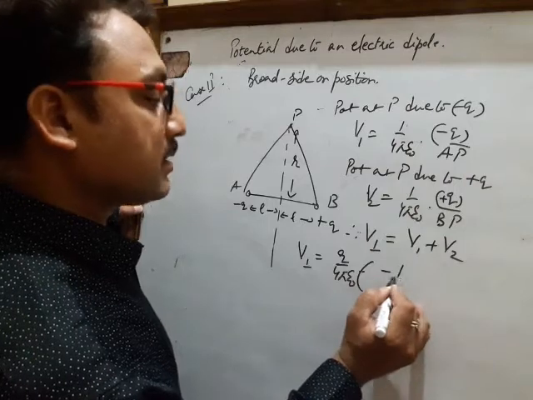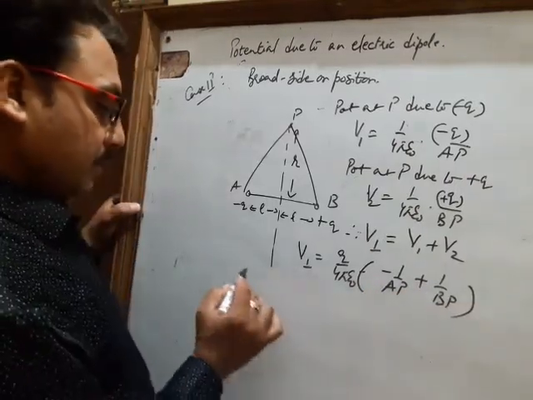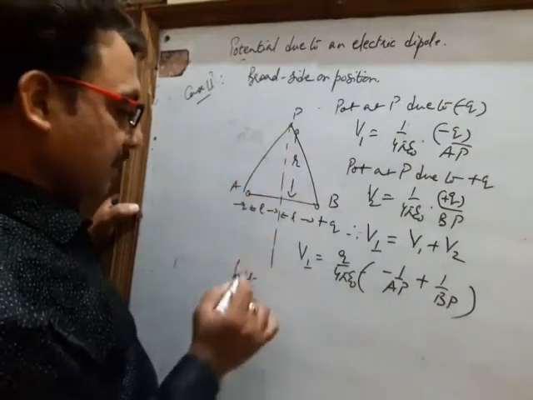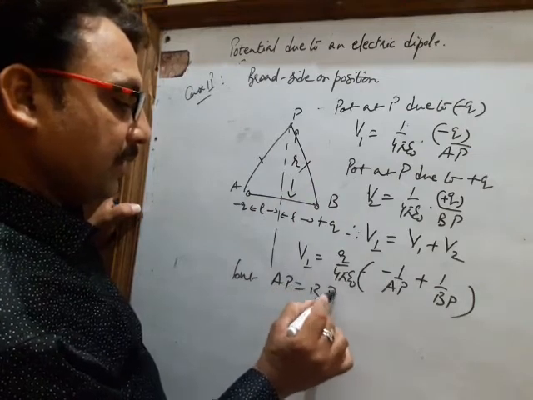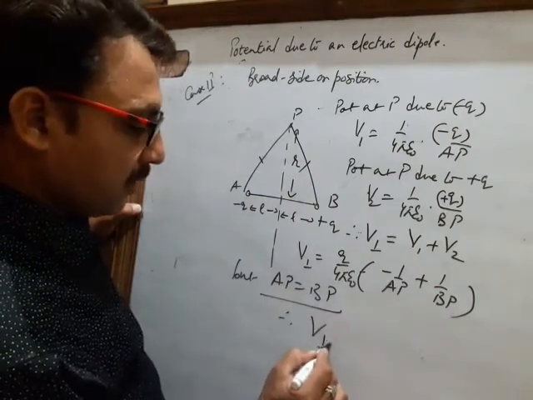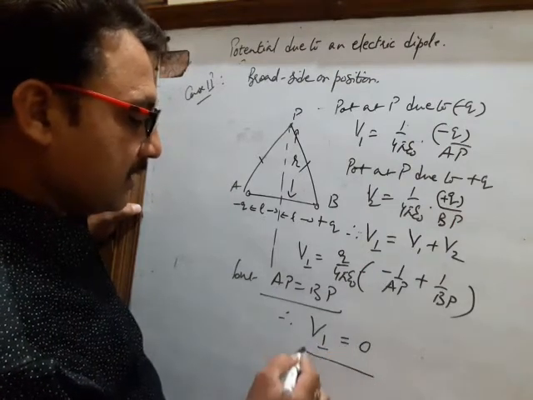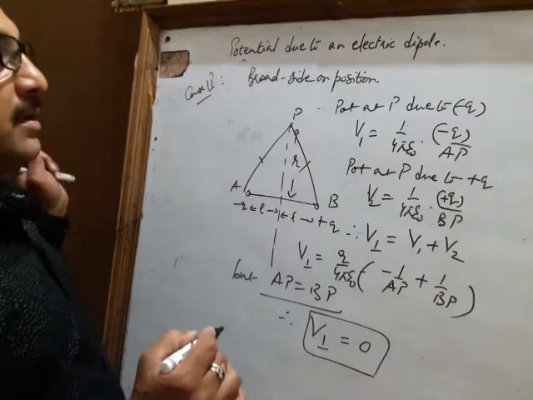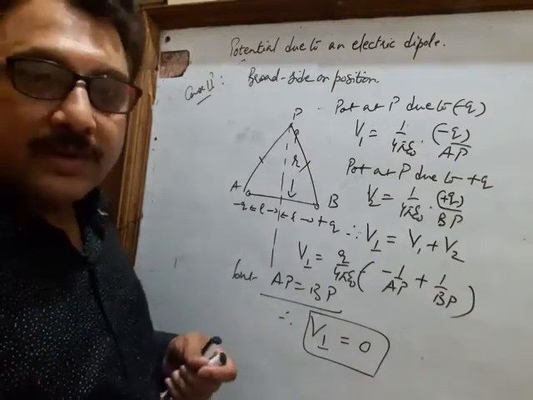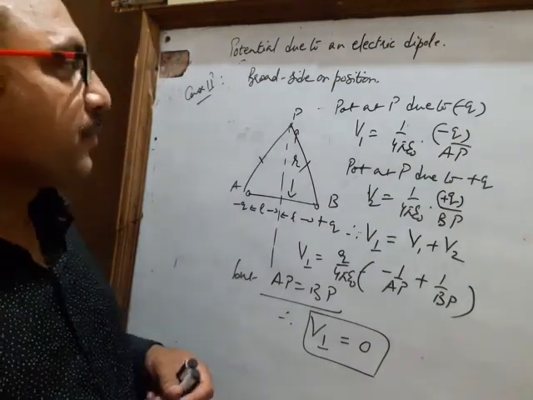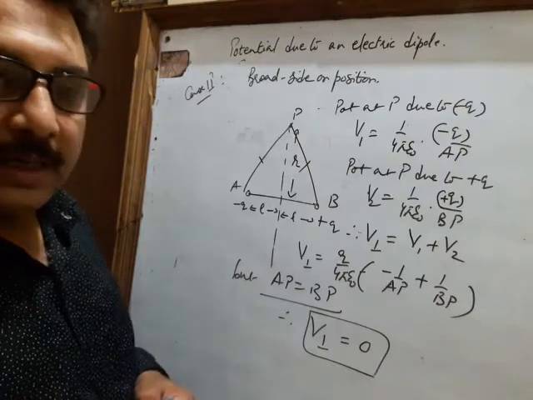So this is minus 1 upon AP plus 1 upon BP. But by symmetry, you see the figure, this side is equal to this side, AP is equal to BP. By symmetry, therefore V, the resultant potential in the broadside on position, is 0. This is the formula now. This is the value. So I hope you have understood. This is quite easy. So these were the two cases for potential due to an electric dipole.